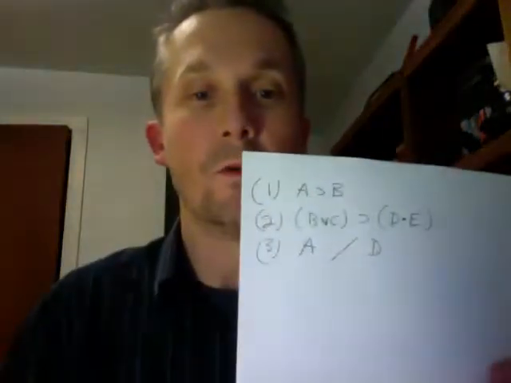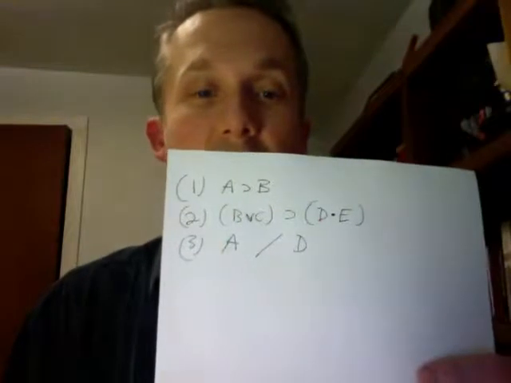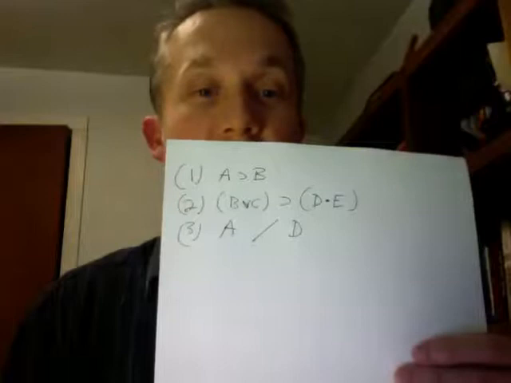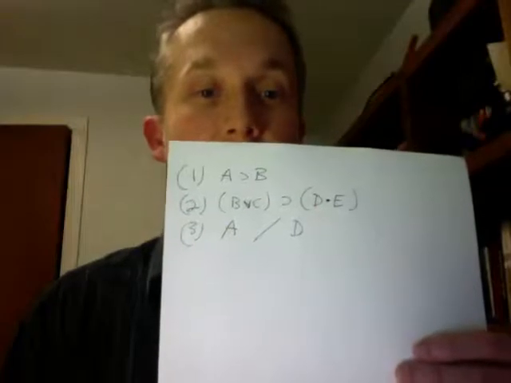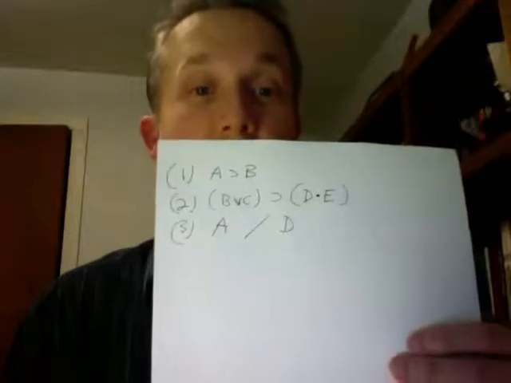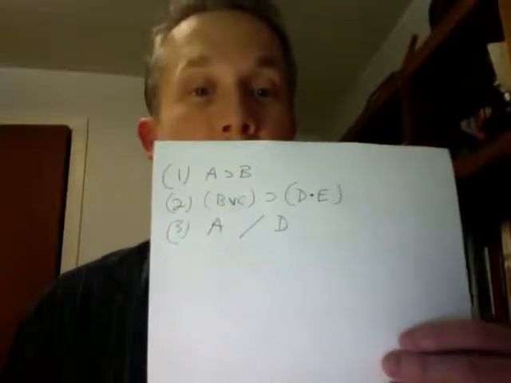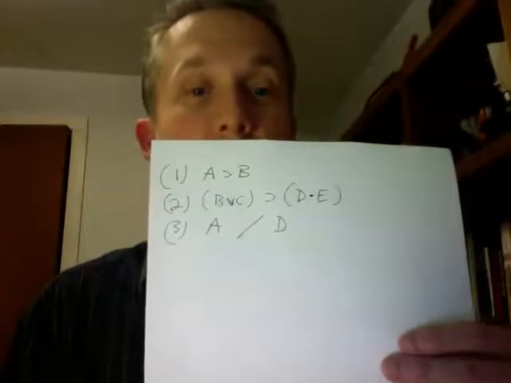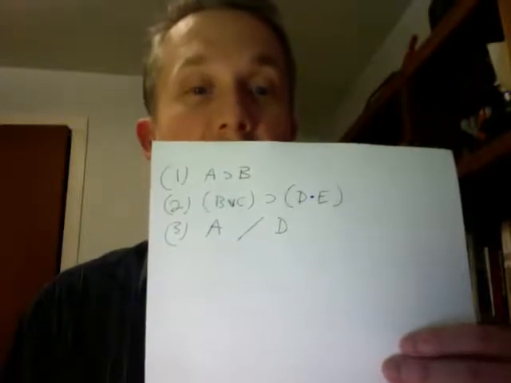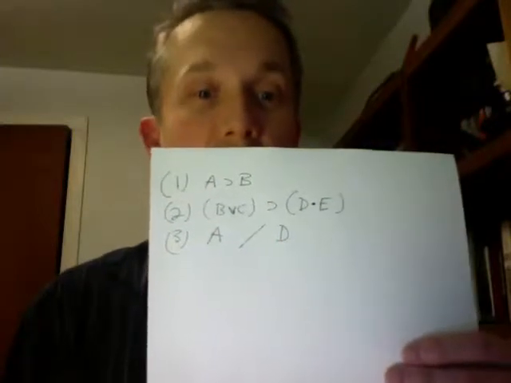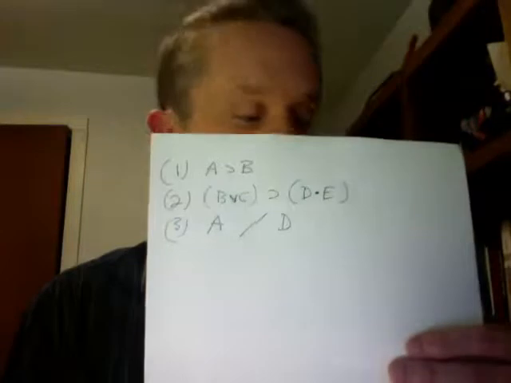Here's our problem that we'll work with. We have the first premise, which is if A, then B. We have the second premise, which is if B or C, then D and E. We have the third premise, which is just A, and then we have our conclusion, which is D. Now, I look this over, and I want to show how D can be derived from these premises after applying our rules of natural deduction.